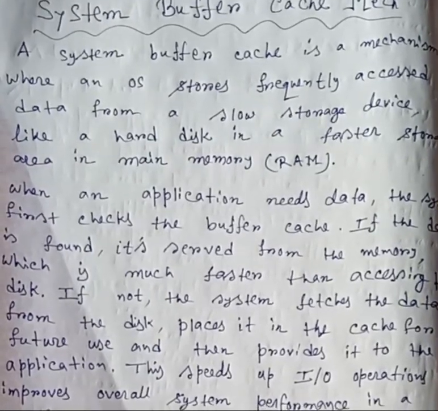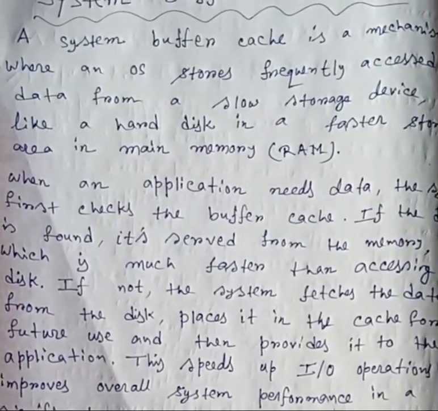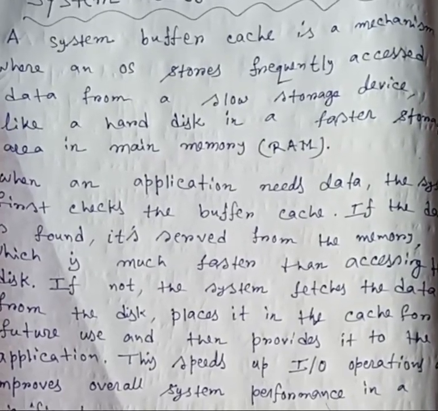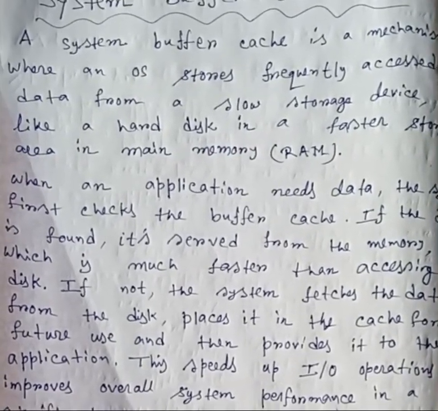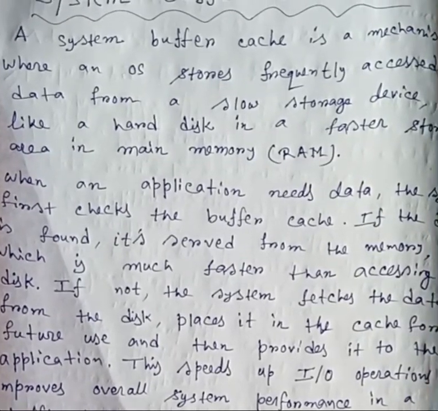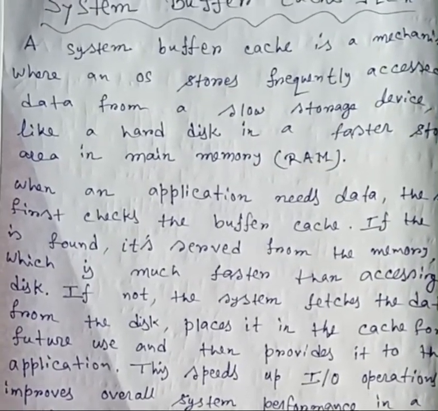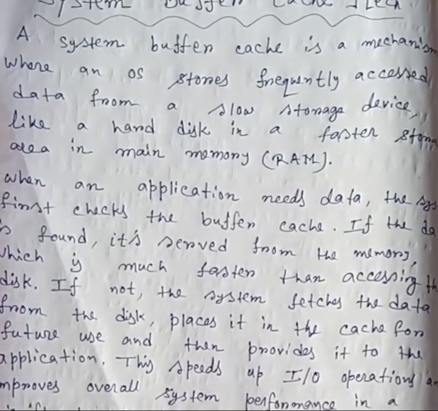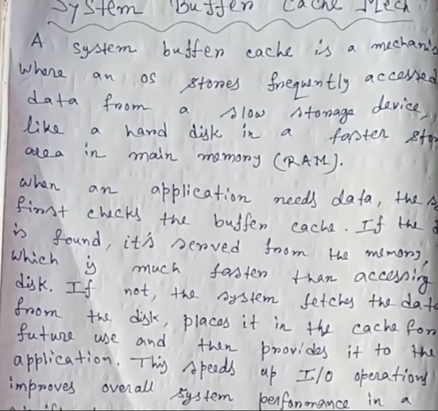it will be like marking those pages by folding them or putting a pen or pencil inside them. So it will be very convenient and much faster for us to find those pages. Similarly, this is how the system buffer cache mechanism works. Now, when an application needs data, the system first checks the buffer cache.